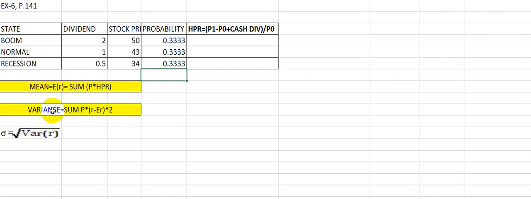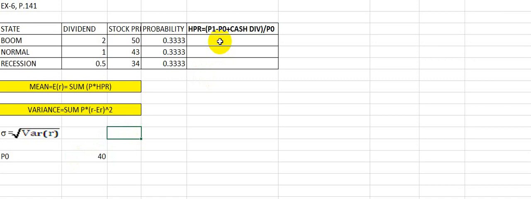But first of all, let's calculate the holding period rate of return. We learned that P0, the price, or today's price, is $40. Okay? So the holding period return is P1 minus P0 plus cash dividend over P0, or it's the ending price minus the beginning price plus cash dividend over beginning price.